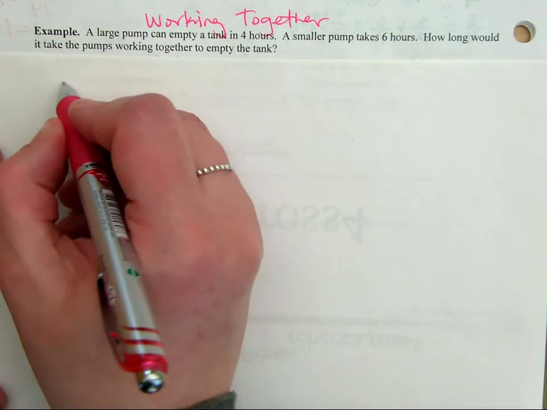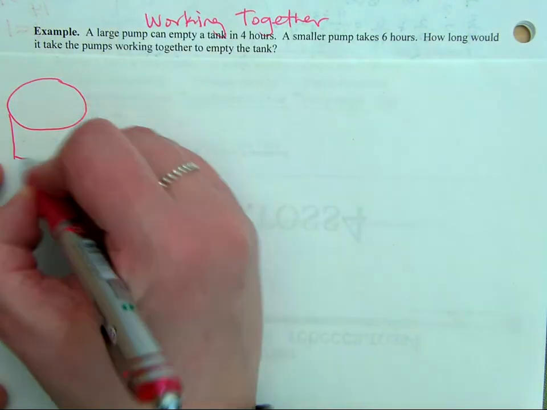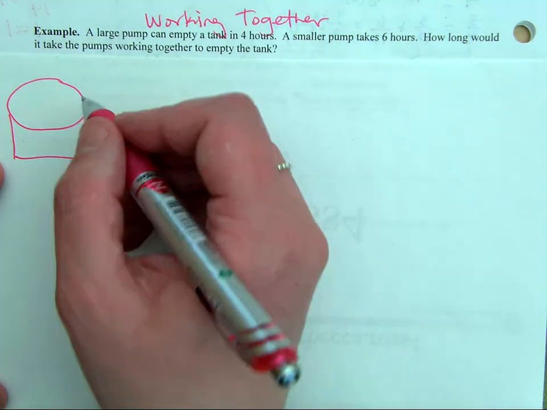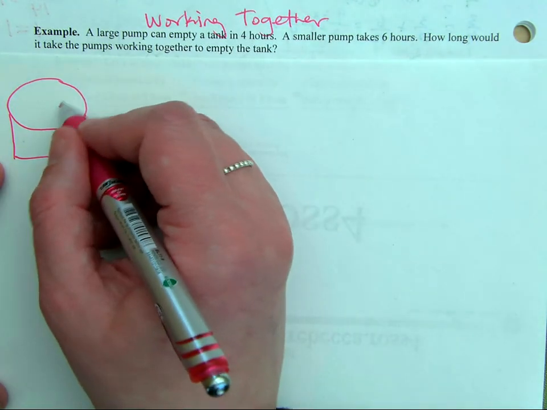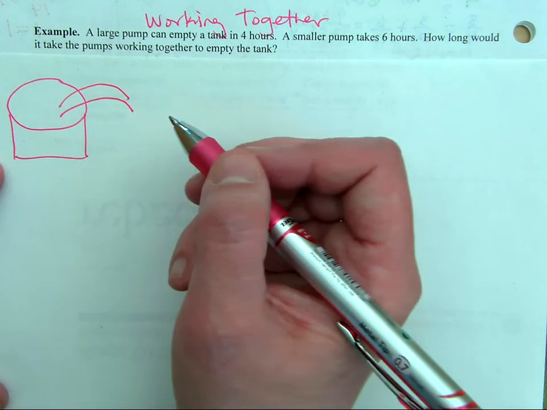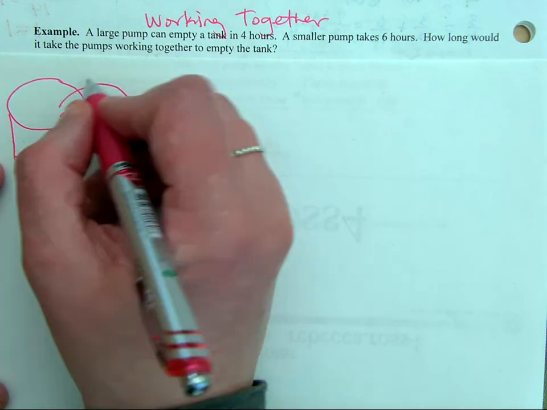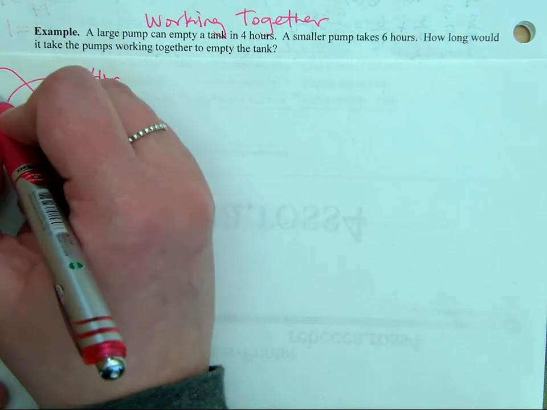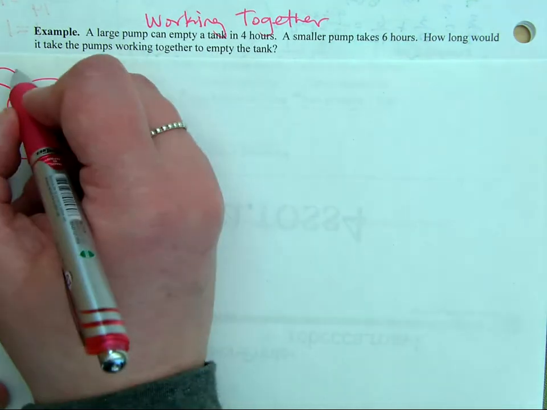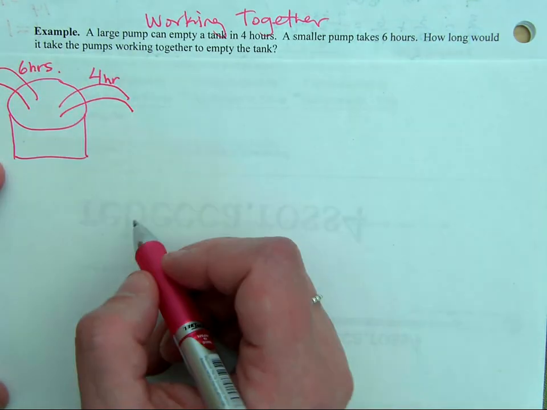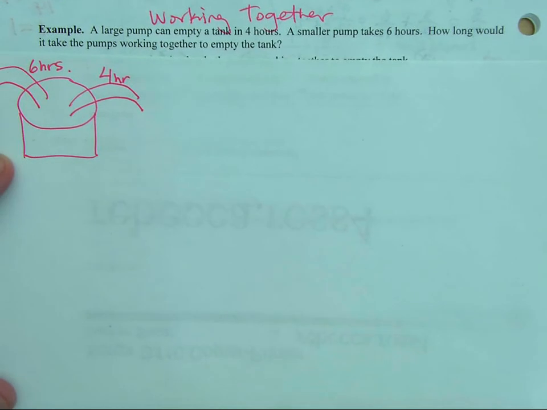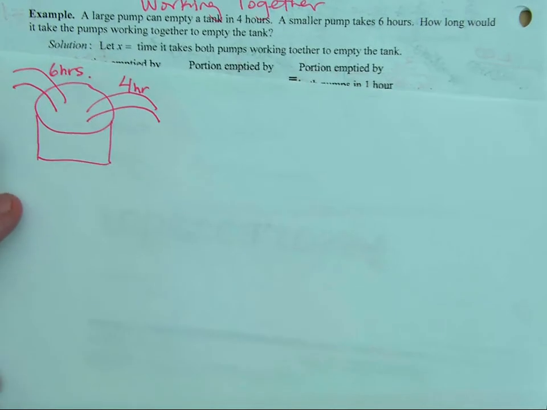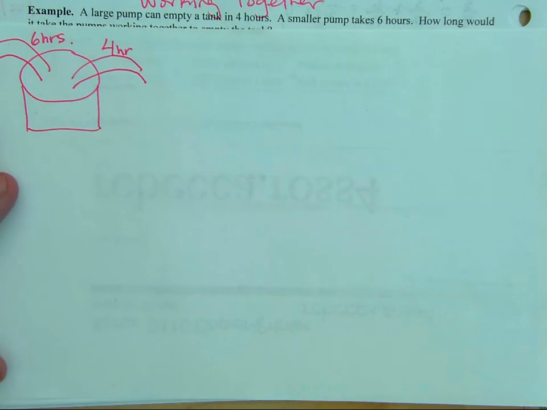So it sounds like you have a tank full of water maybe, and one of the pumps is going to take 4 hours to empty the whole thing. And then if you were to hook up the other one, this one would take 6 hours. And now we're going to turn them both on at the same time. So do you expect that it's going to take more time or less time?